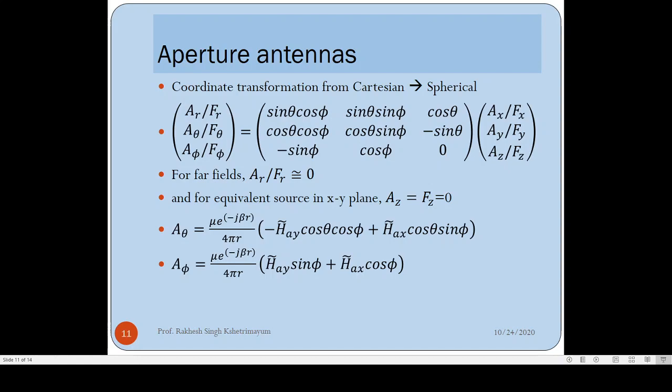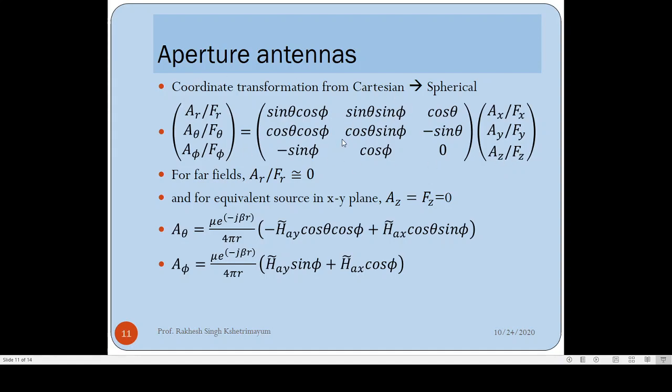So obviously we will not have Az and Fz; they should be 0, because our electric current density and magnetic current density are confined in the xy plane. So the electric vector potential and magnetic vector potential will also be confined in the xy plane. It will not have any z component. So this term is also 0.